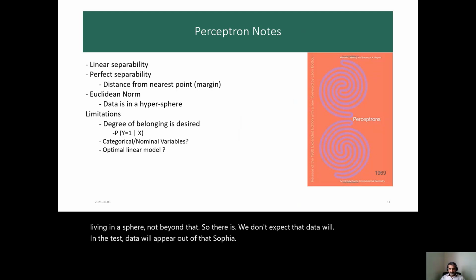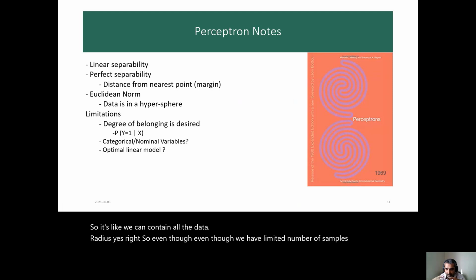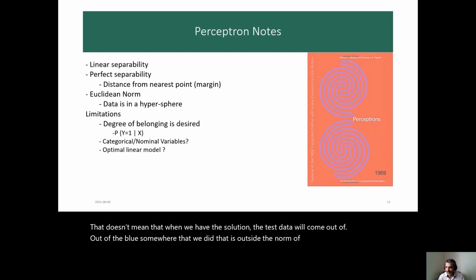So it's like we can contain all of the data within a certain radius about a given point? Radius, yes, right. Even though we have a limited number of samples, that doesn't mean that when we have the solution, the test data will come out of the blue from somewhere outside the norm of those examples that we already have.